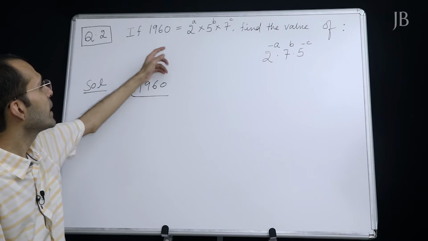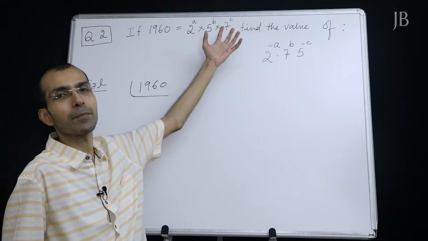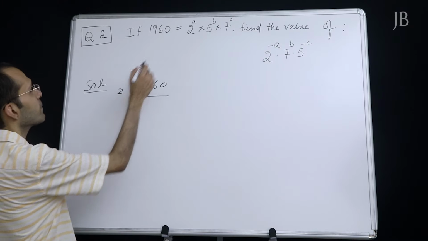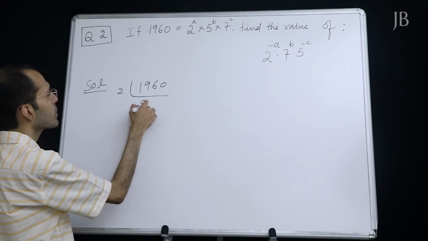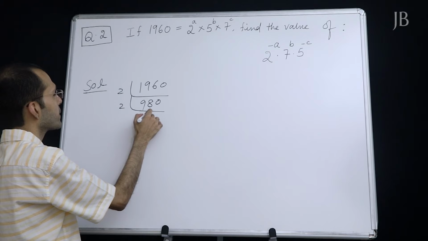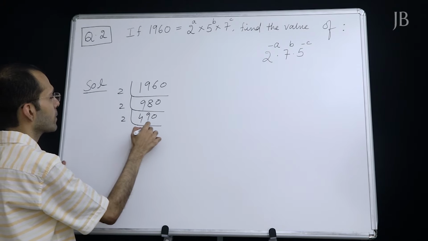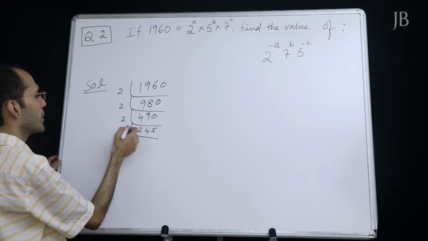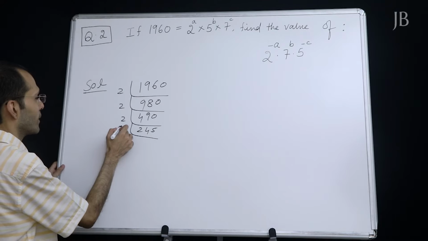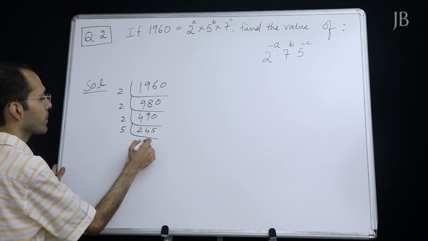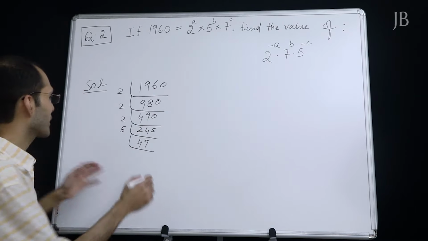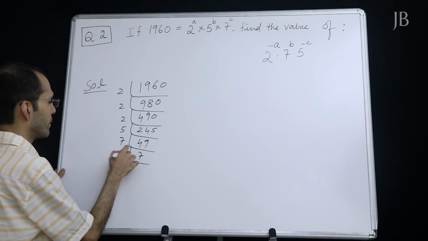So 1960 has been written as a product of primes. You need to find out what would be their powers. So start with 2 because it is starting here with 2. 2 9s are 18, 2 8s are 16, 2 4s are 8, 2 2s are 4, 245. Now it won't go with 2, right? So you take 5 because the next factor is 5. 5 4s are 20, 4 balance 9. Again 5 will not go, it is exhausted now. So now take 7. 7 7s are 7, 1s are.